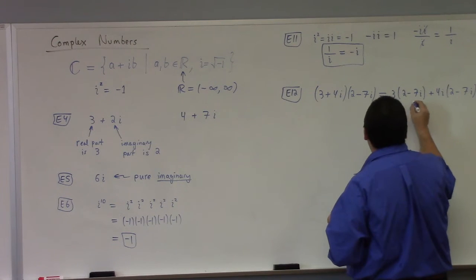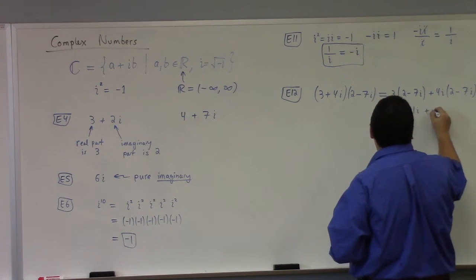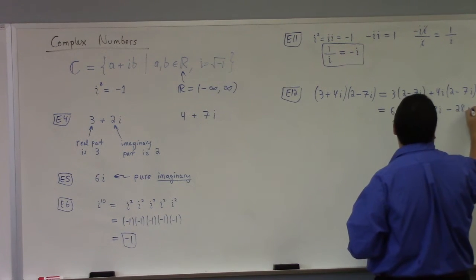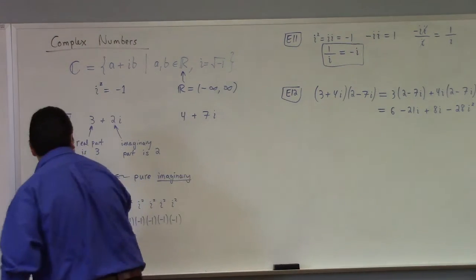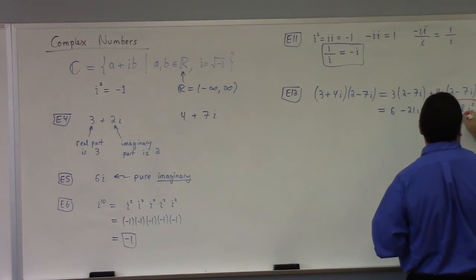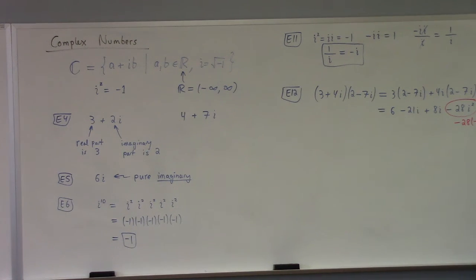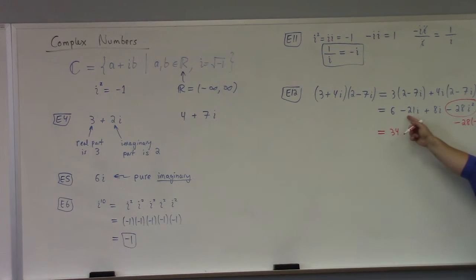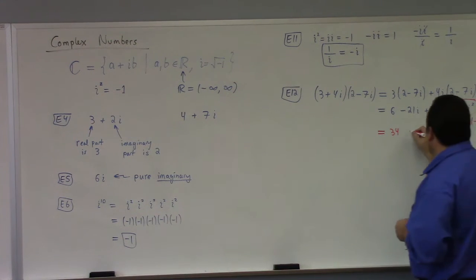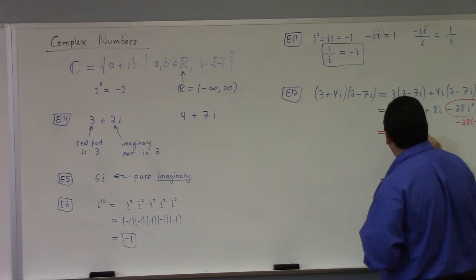So 3 times 2 is 6. 3 times minus 7i is minus 21i. Then we get plus 8i, and then minus 28i squared. And then you want to collect like terms. What is i squared? -1. So this whole term right here is really what? Minus 28 times -1, it's really plus 28, right? So we get plus 28 plus 6, which is 34. And then we get minus 21 plus 8, which is minus 13, right? Minus 13i. And there you go.